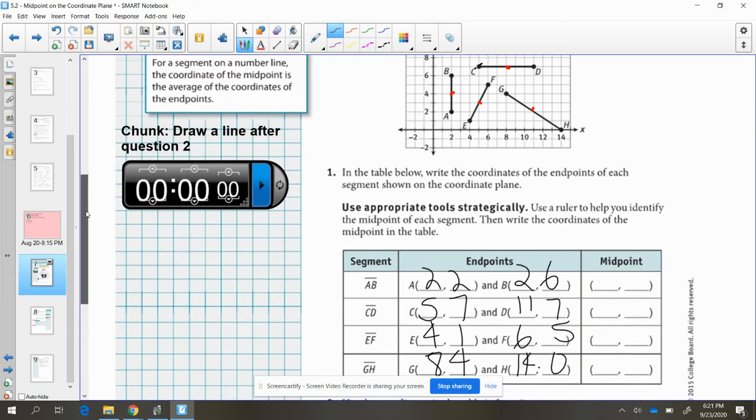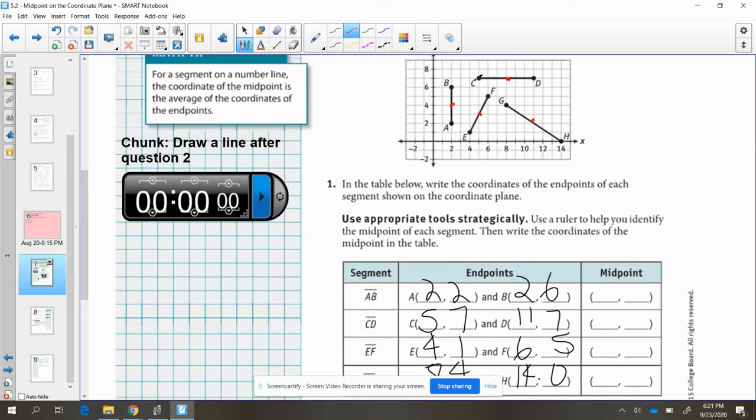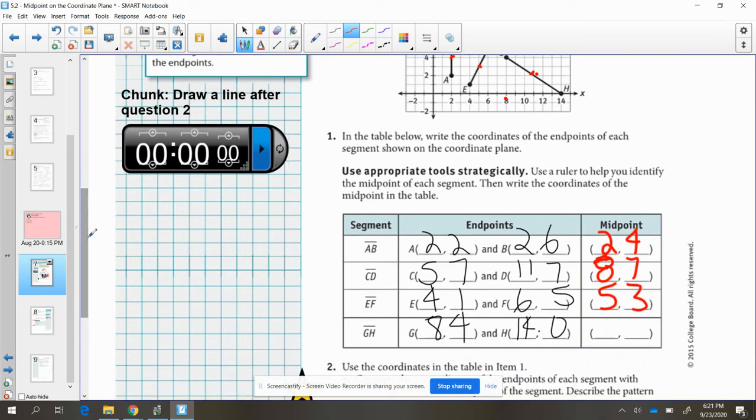Now notice our approximate midpoints here. If we look here, the midpoint of AB was at 2, 4. The midpoint of CD is at 8, 7. And then the midpoint of EF is at 5, 3. And last but not least, the midpoint of GH is at 11, 2. Now, we're going to look, is there a relationship between what happens with the X values and what happens with the Y values for each of these?